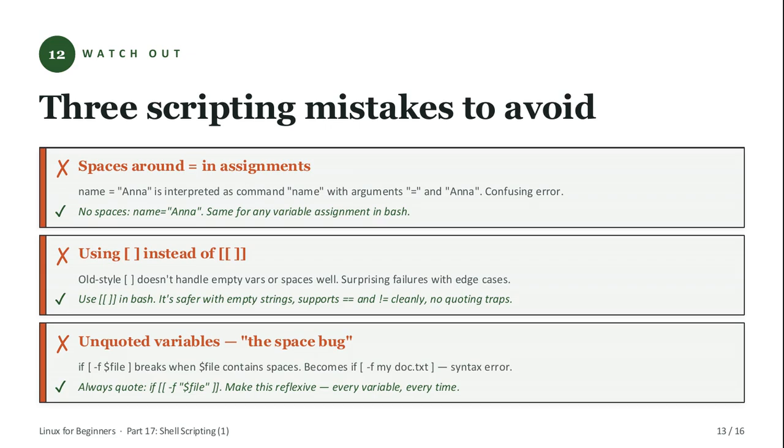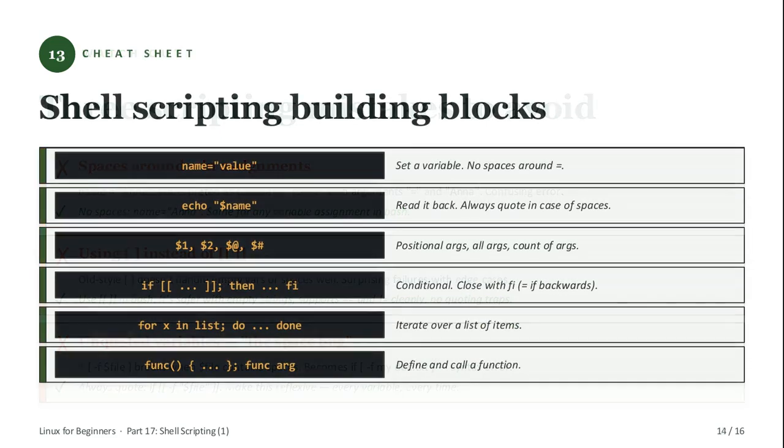Every variable, every time. And to keep all of that in one place, here's your cheat sheet for the building blocks we've covered. Variables assigned with no spaces, read back with quoted $name. Positional arguments from $1, $2 on up, plus the special $@ for all of them and $# for the count. Conditionals wrapped in if and fi. Yes, that's if spelled backwards. Loops with for and done, and functions defined once and called like any other command. Pin this slide. It's the scaffolding for everything in Part 18.